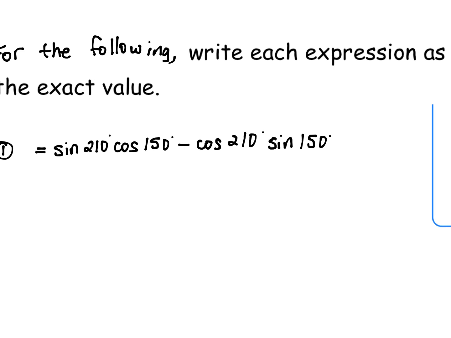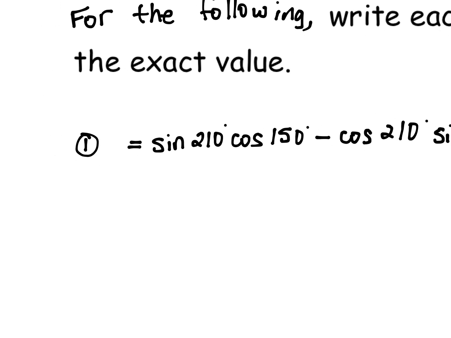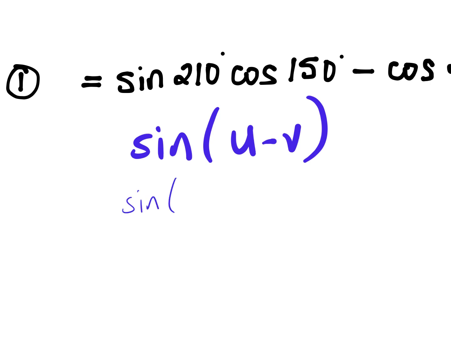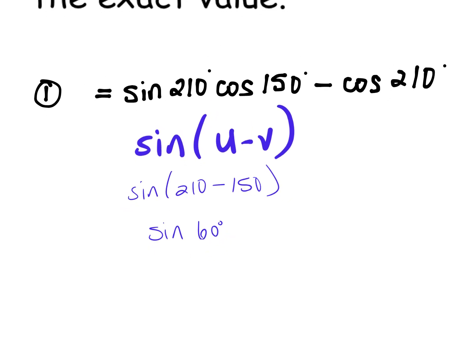But which formula matches sine, cosine, minus cosine, sine? Which formula is that? Sine of what? Sine U minus V. We're working backwards. So U is the first angle. So it's the sine of 210 minus the second angle, which is 150. Guys, what is 210 minus 150? So sine 60. Is 60 degrees on the unit circle? Yes. So that's the first part of your answer.